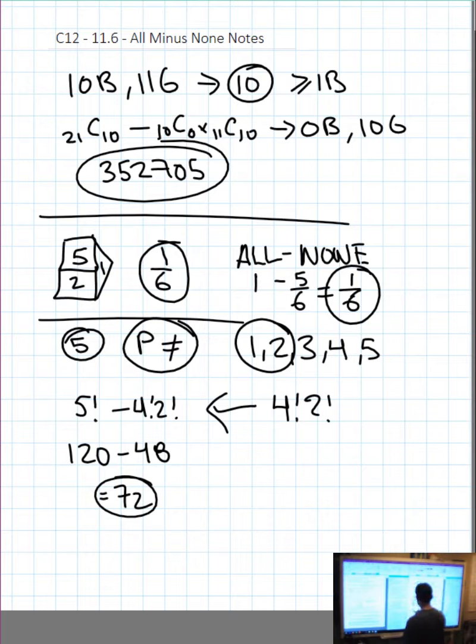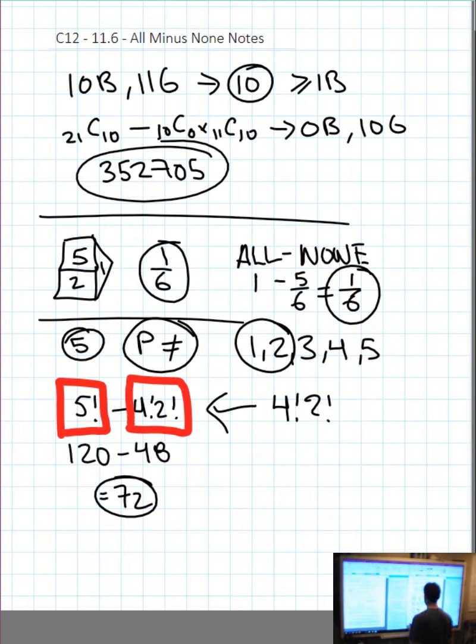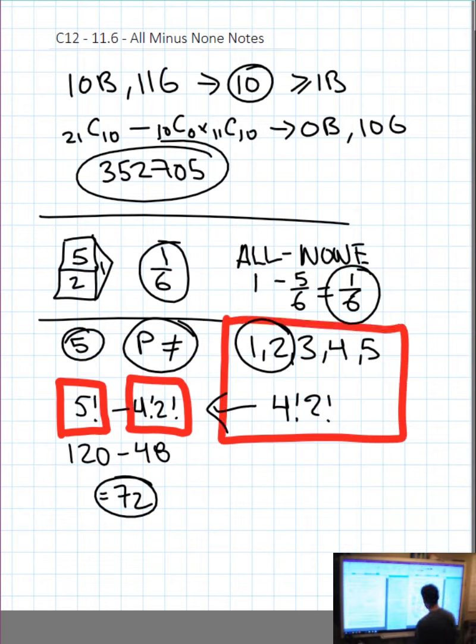The total number of ways they can sit together, all together, no restrictions on the family, minus 4 factorial, 2 factorial, the number of ways that they have to sit together, done off to the right. All minus none. Use it whenever you can, whenever you need to.